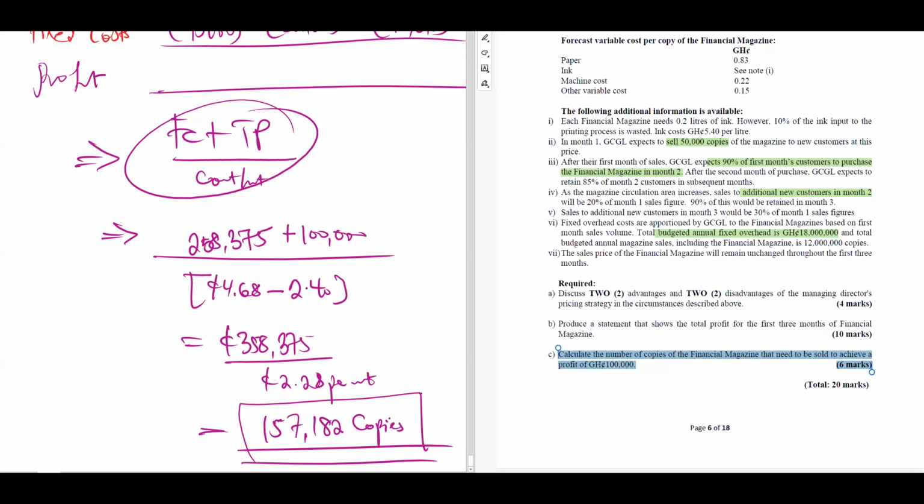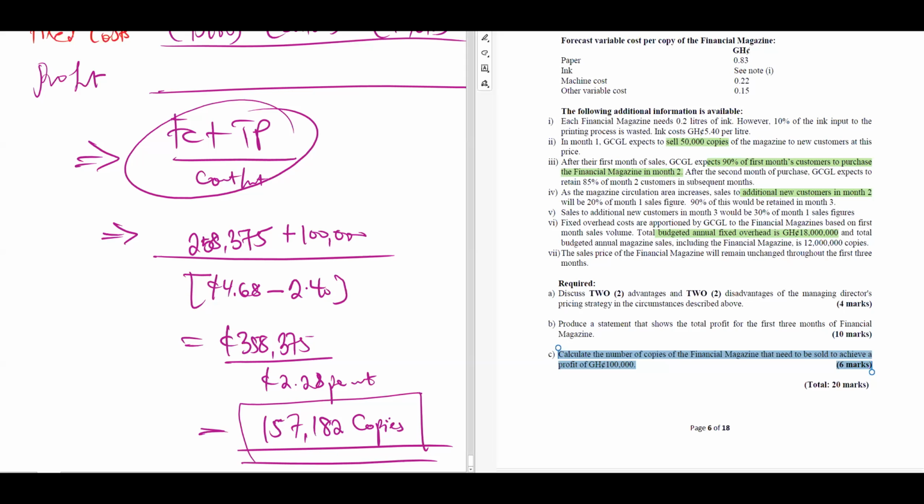Okay, don't worry, we'll get there. November 2021, question 5. I think they like bringing CVP in question 5.